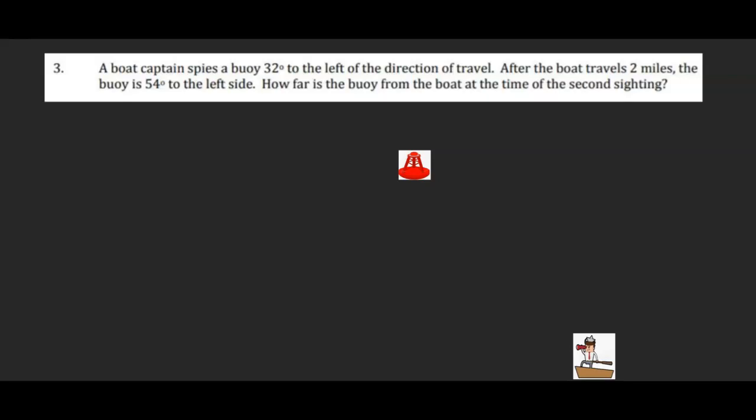A boat captain spies a buoy 32 degrees to the left of the direction of travel. So I've drawn my boat captain, here's my buoy, and the buoy is to the left. The first thing you want to do is draw in your direction of travel. So it'll give you one of the sides of your triangle.